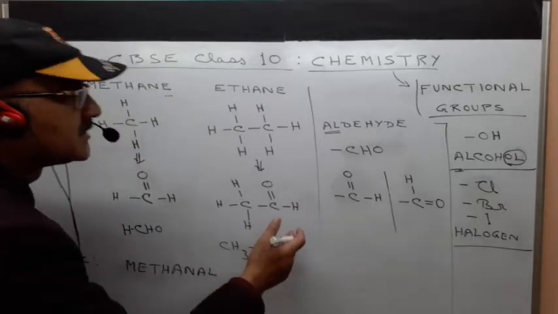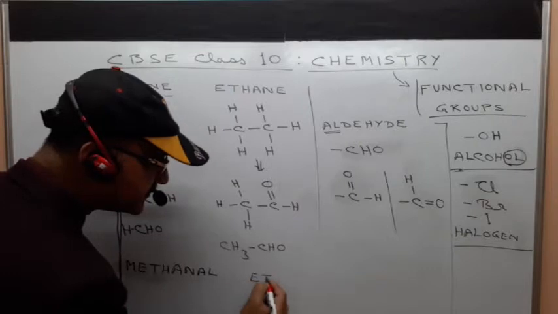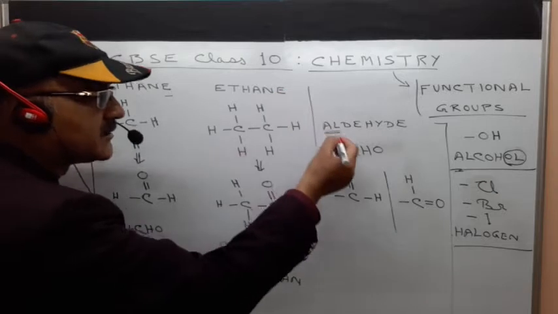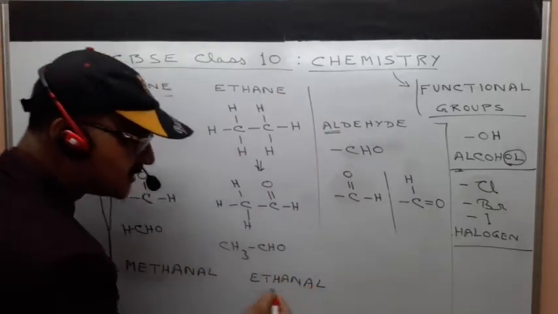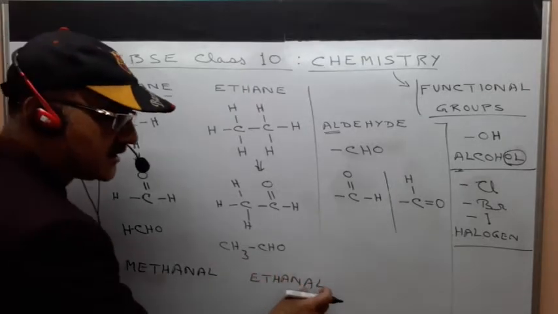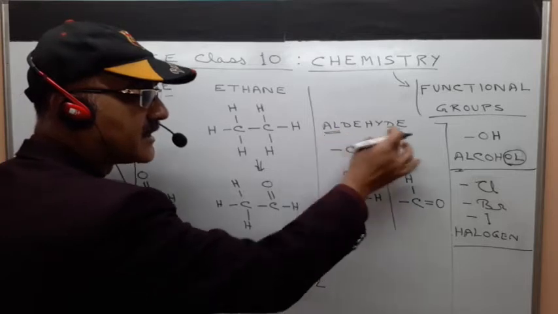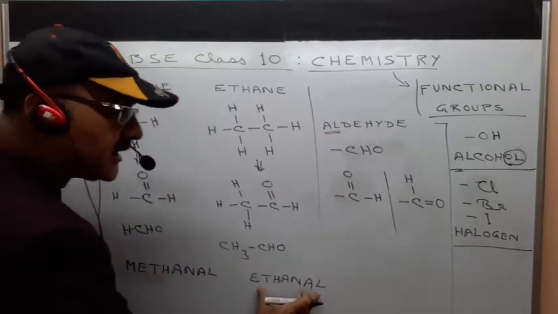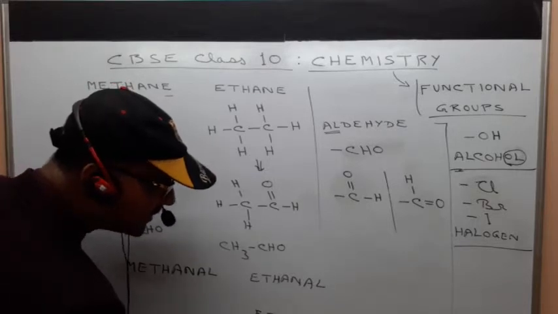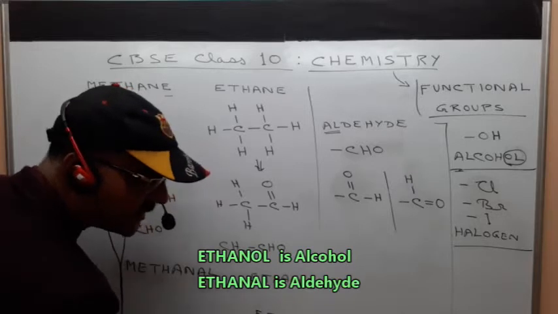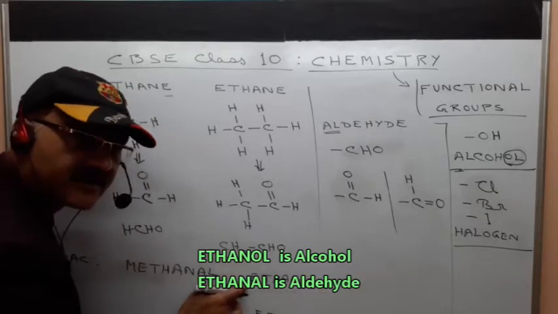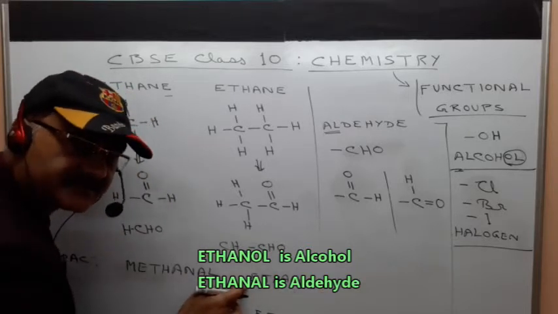What about this? This is from ethane. So in ethane, we replace this "e" with "al": ethanal. Understood? So this "al" comes from the first two letters of aldehyde. So ethanal is an aldehyde, and I think you all remember ethanol is an alcohol. From alcohol, the last two letters "ol". So this is alcohol, this is aldehyde. Clear? Okay.